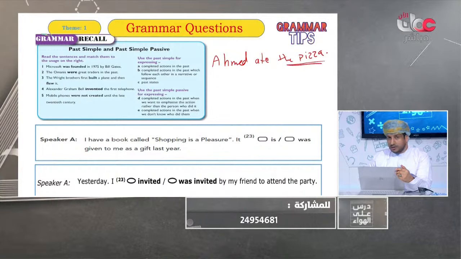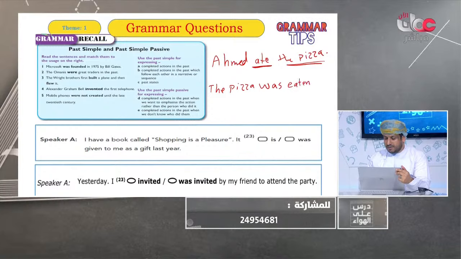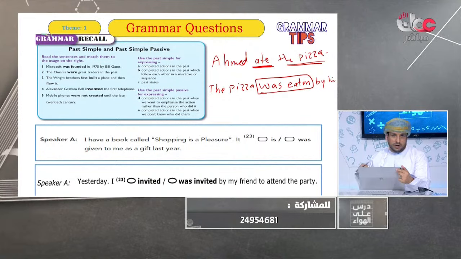You bring the object at the beginning here, the pizza, and ask yourself, is it singular or plural? Pizza is singular, so you will use what? Was. Then you will bring the past participle of the verb ate. The past participle is eaten. The pizza was eaten by him, for example. So this is the past tense here, and this is the past simple passive, was eaten. This is in case of the singular, because we are talking about one pizza. So this is the whole idea about the past simple and past simple passive. Very easy grammatical rule.